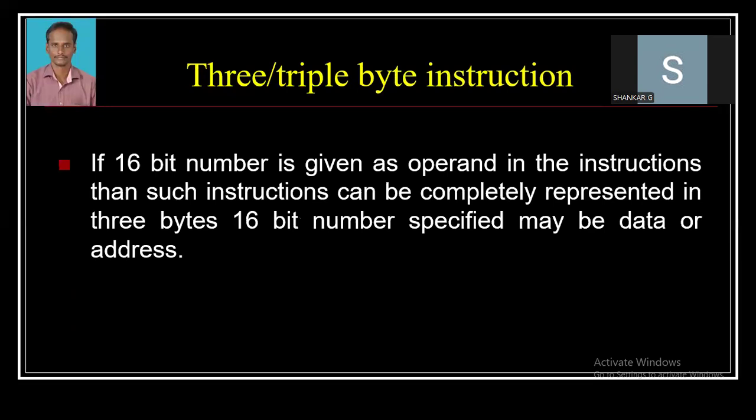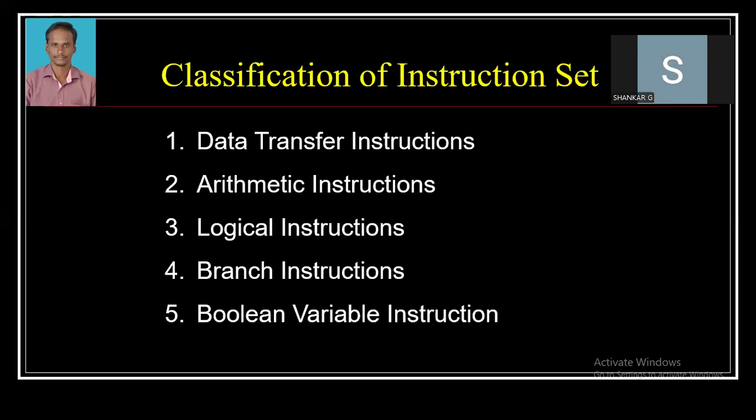And next, 3 byte or triple byte instructions. If a 16-bit number is given as an operand in the instruction, then such an instruction can be completely represented in 3 bytes. The 16-bit number specified may be data or an address. These types of instructions are classified into 5 types of instruction set: data transfer instructions, arithmetic instructions, logical instructions, branch instructions, and Boolean variable instructions.